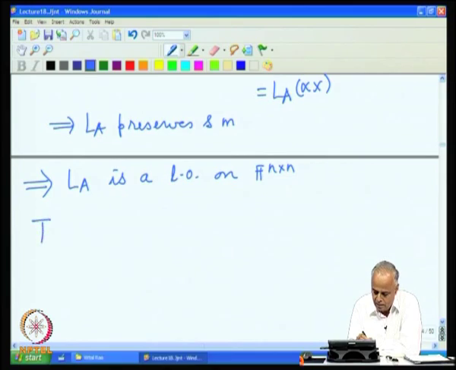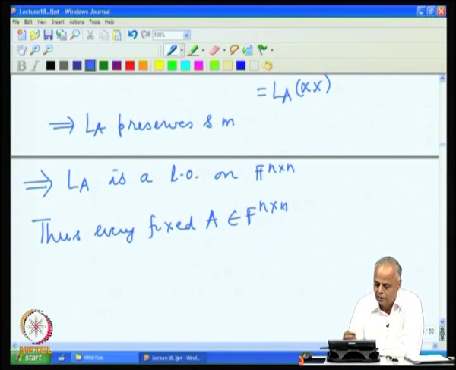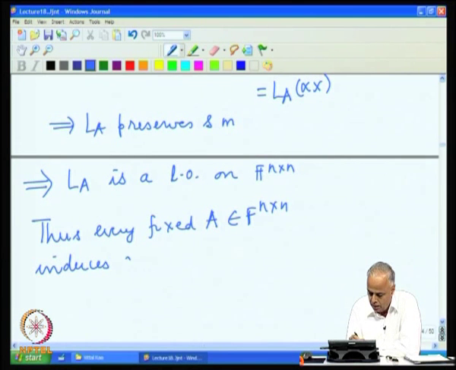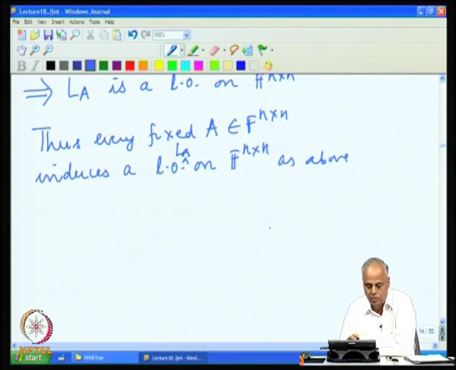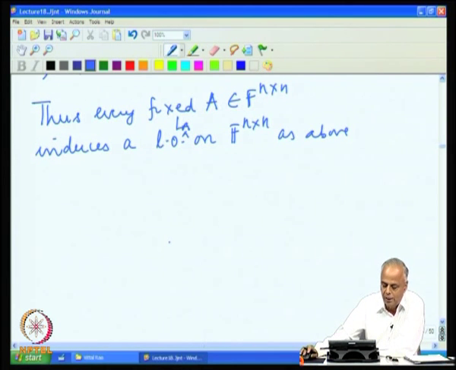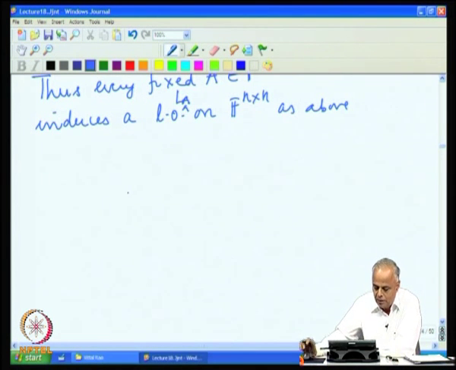Thus, we started with a fixed matrix A and generated a linear transformation. So, every fixed A in Fn cross n, if you fix one A, you will get one transformation, induces a linear operator on Fn cross n as above. The linear operator is what we denote by LA. So, every A generates an LA as above. We can start with an n by n matrix and go on left multiplying by a fixed matrix, and then we go on getting newer n by n matrices, and that is a transformation, and that turns out to be a linear operator. Now, you can obviously guess, instead of left multiplication, we could have also done right multiplication.